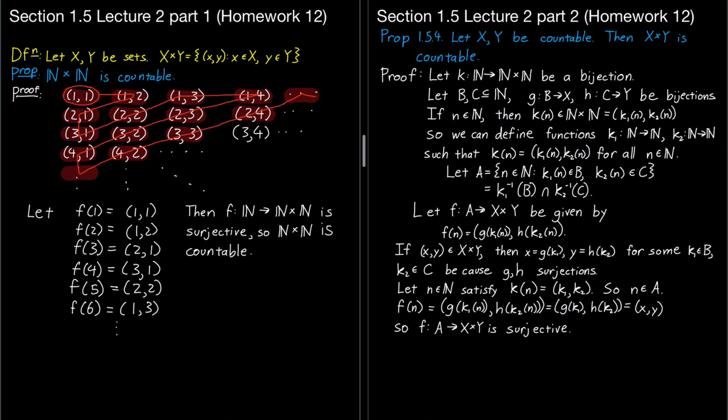And so now we've got a surjective function from a subset of the natural numbers onto our Cartesian product. So, by proposition 1.5.3, X cross Y is countable. And that is what we were trying to prove.